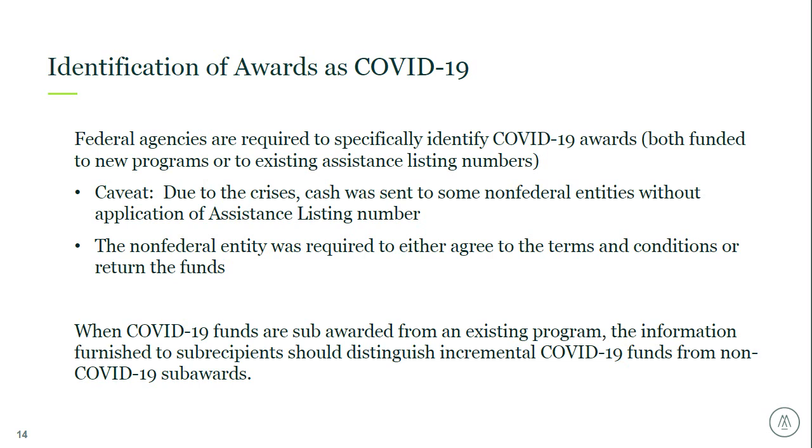Federal agencies are required to specifically identify COVID-19 awards for the recipients. It should be noted that identification as COVID-19 funds is required whether it's funded from an existing program or it's a new program. Thus, it's very important to identify what portions are COVID-related and what portions might not be, if funded under an existing program. This identification is important for proper SEFA presentation, as well as will likely have an impact on what compliance requirements are applicable and the related auditing of those requirements.